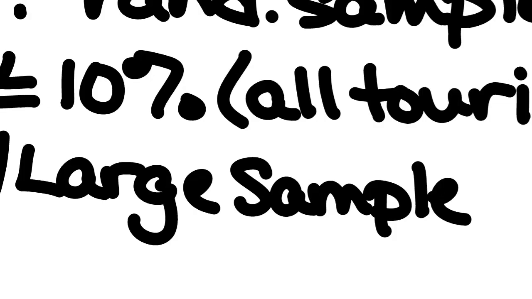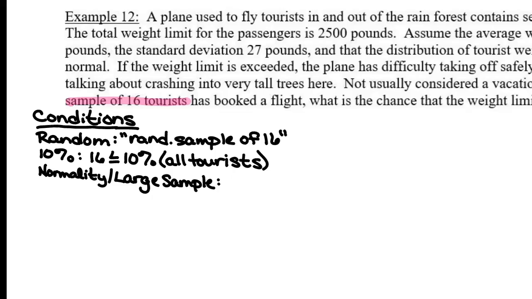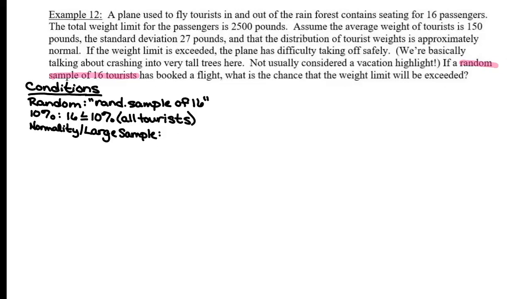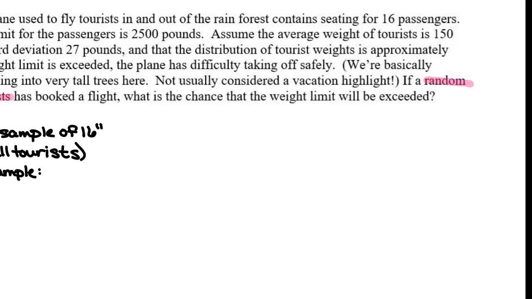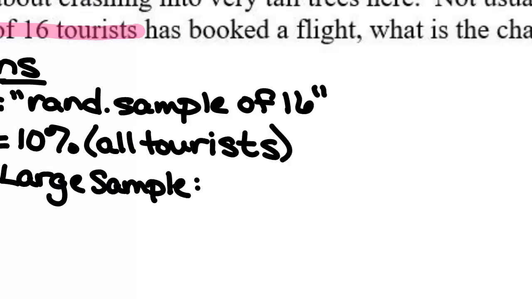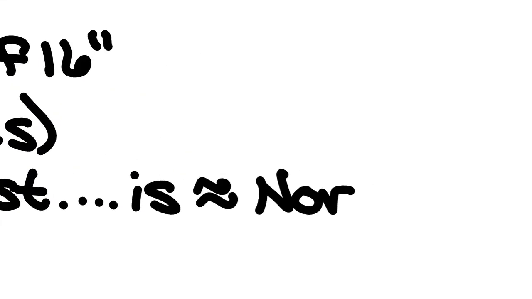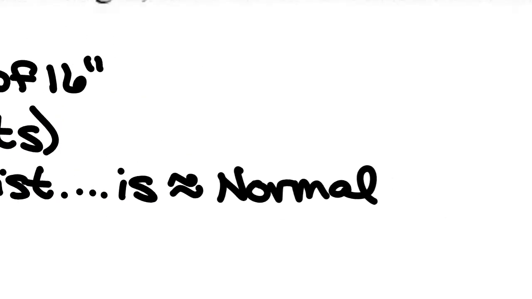Do we get normality? Yes, where? Is it central limit theorem? Yeah, it says over here, the distribution of tourist weights is approximately normal. All right.